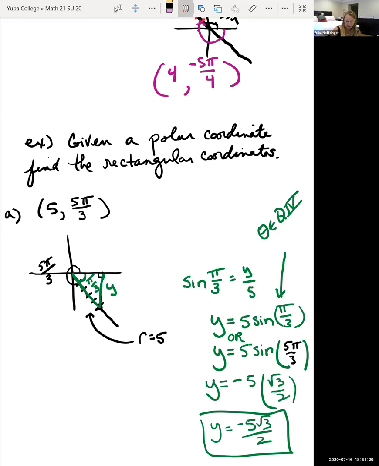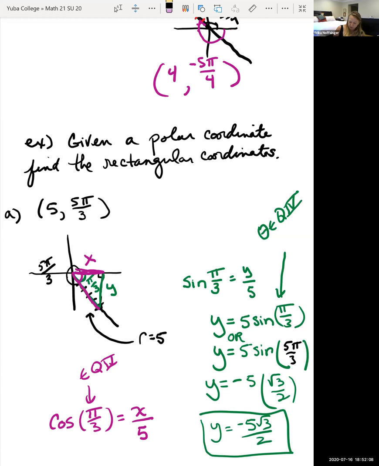So we want to also find out what the x value is at that point. Well, let's think about our right triangle again. We know what our angle is. We're trying to find the adjacent side, and we have the hypotenuse. So the trig function that uses adjacent and hypotenuse is cosine. So we know cosine of our angle, pi thirds, again in quadrant 4, is equal to adjacent, which is x, all over our r value, which is 5.